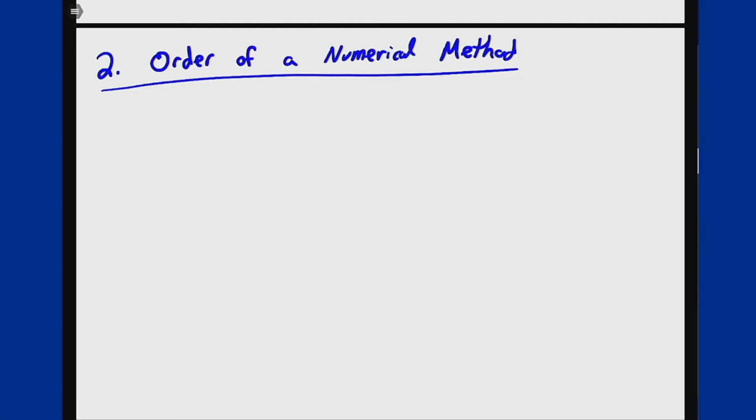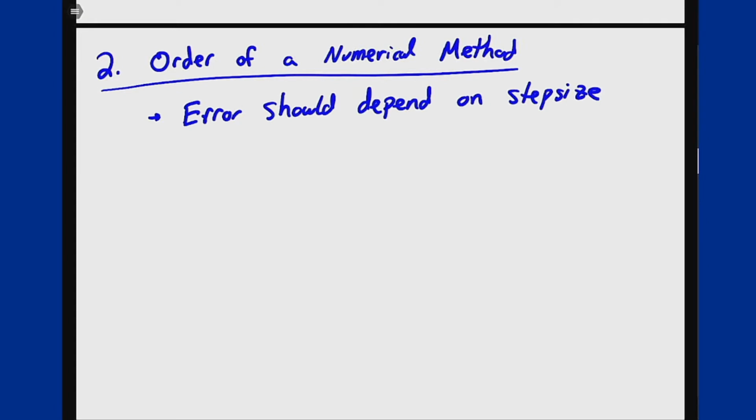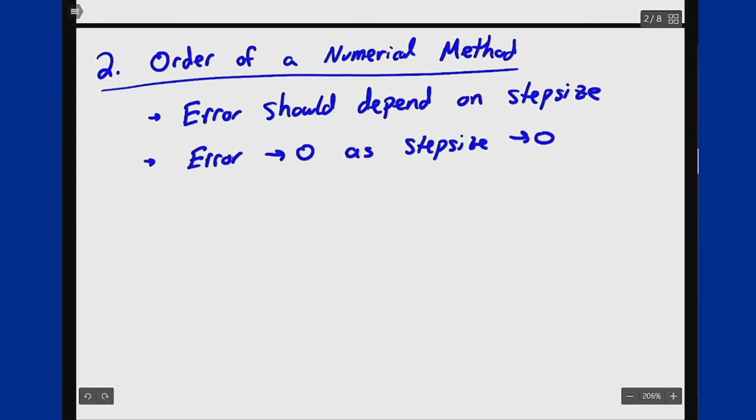The idea here is kind of the following. The error should in some way depend on the step size, and the error should go to zero as the step size goes to zero. This part here is referred to as a numerical method being consistent, in that it actually approaches the actual solution as you take more and more and more steps. It's not critical here, but that's just the idea that's out there.